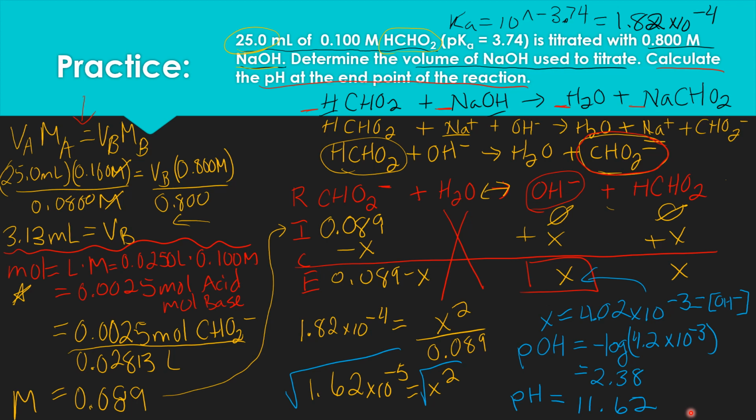And we can check our work and make sure that makes sense by looking at our reaction. Our acid is weak and our base is strong. Your pH should be closer to the stronger substance. So it should be closer to the basic side, which it is in this case. All right, we got one more quick slide. I know this is a long video.